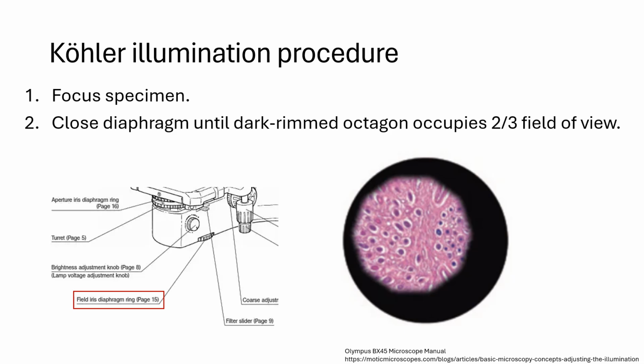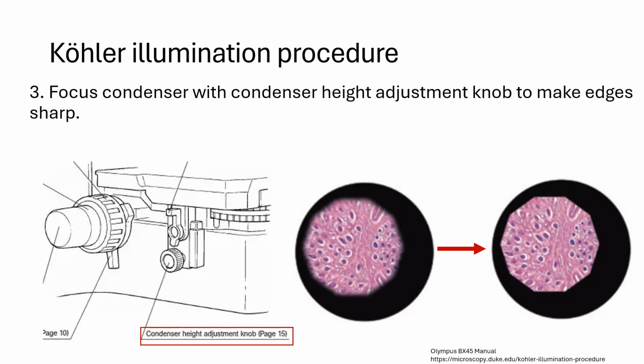And so the first step of establishing Kohler illumination is to focus your specimen. Next, you close down the diaphragm, which should bring a dark-rimmed octagon into view. Continue to rotate the aperture until the octagon occupies 2/3 of the field of view. Next, we want to focus the condenser to make the edges of the octagon as crisp as possible, and you can do this with the condenser height adjustment knob.